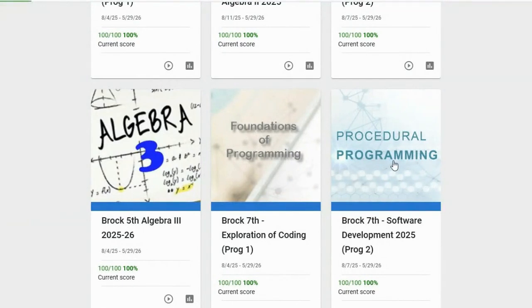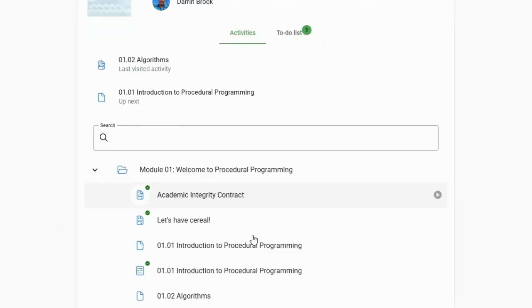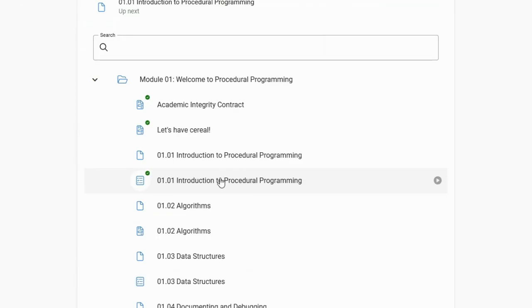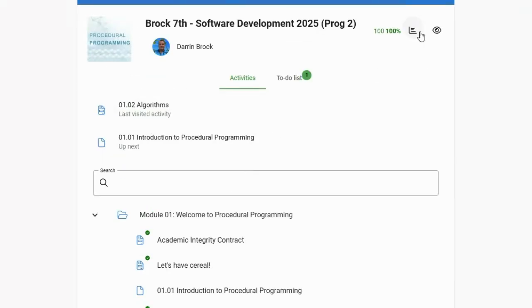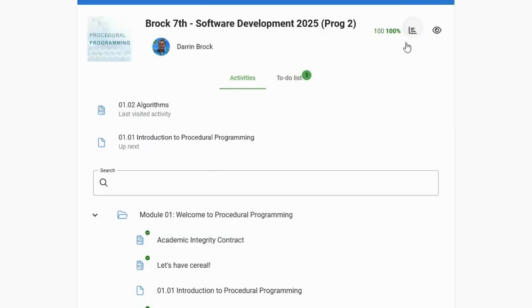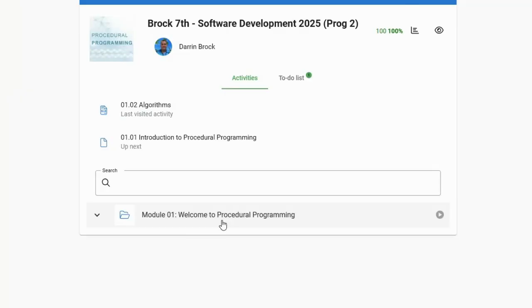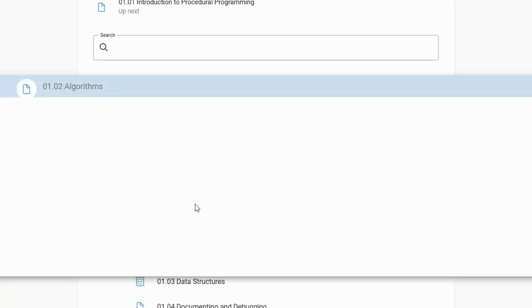Let's see. Procedural programming is what it's called when you get on to Buzz. But last week we had the first lesson, Intro to Procedural Programming. I don't remember if you were here or you came into Programming 1 class, but if you haven't done 1.01, that was last week. This week we're looking at algorithms. Let me go to the grade screen. Yeah, we had the Let's Have Serial thing. If you haven't done that, that's still open. This was last week's, the Intro to Procedural Programming. But this week we're looking at 1.02 algorithms. So let's go take a look and see what that involves. We're kind of starting some programming this week.